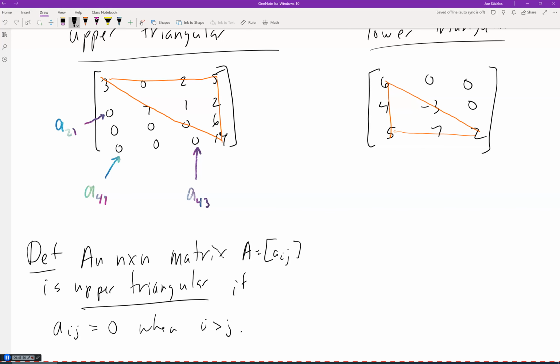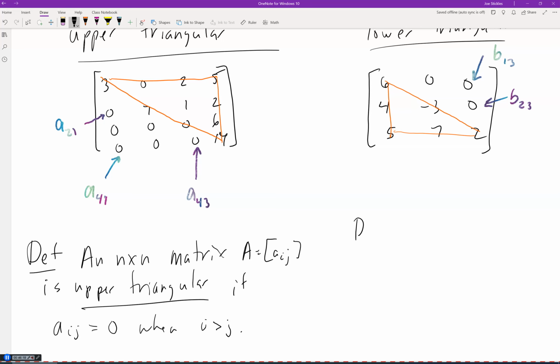All right, so let's look at the other one here. Again, if we think about the entries, what subscripts would be your entry here? I'll just call it B. What would be your subscripts? 1, 3. Or this one would be 2, 3. And what are you noticing about the subscripts there? The j is greater than the i.